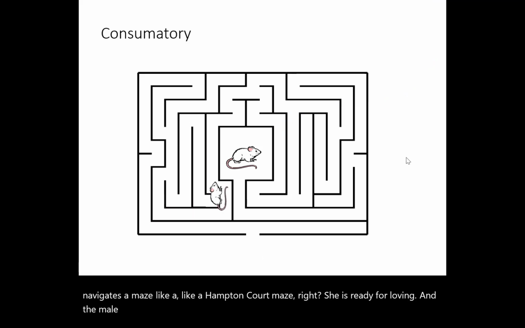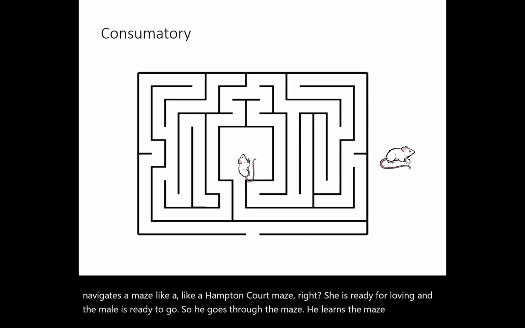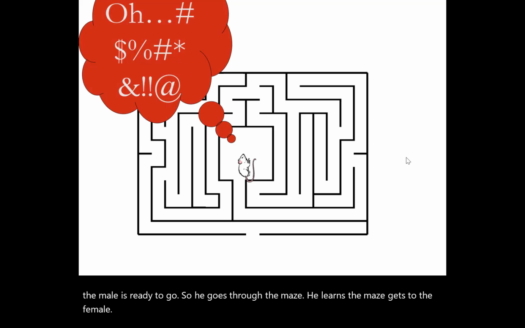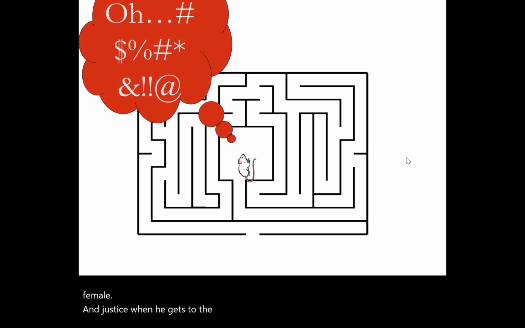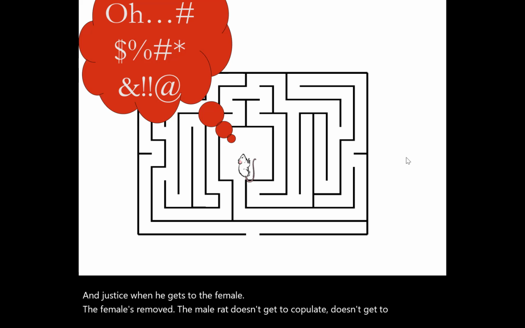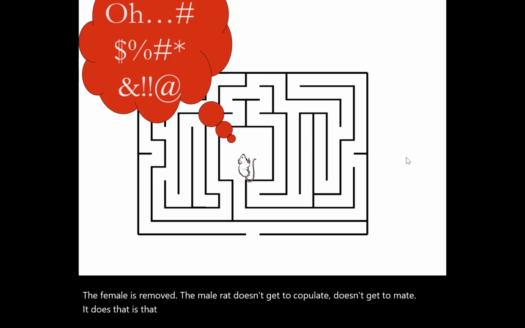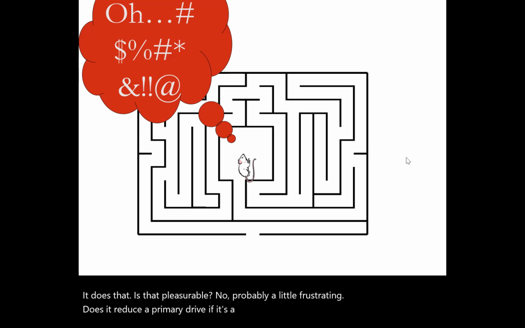So he goes through the maze, he learns the maze, gets to the female, and just when he gets to the female, she is removed. The male rat doesn't get to copulate, doesn't get to mate. Is that pleasurable? No, probably a little frustrating. Does it reduce a primary drive? If it's a sex drive, that doesn't reduce the drive. If anything, it increases the drive.